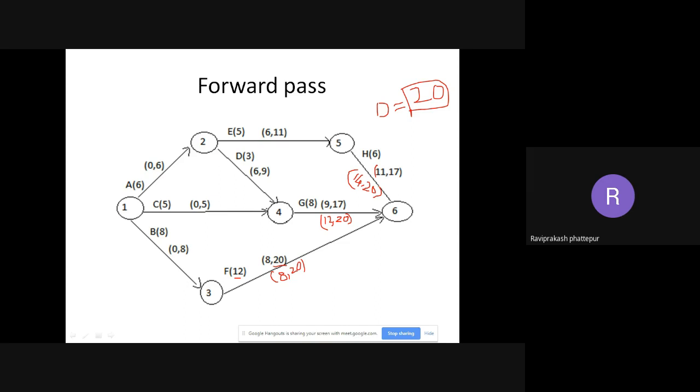Here. Okay, so now again E. H is done. So when will E end? E will end at 14. So 14 I'll write first.